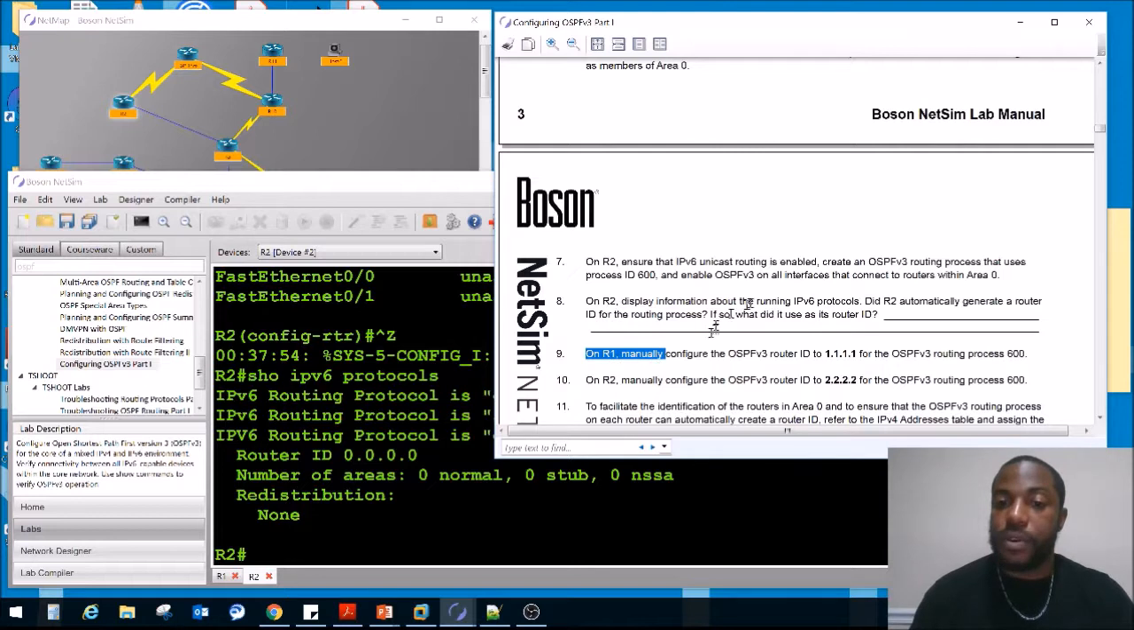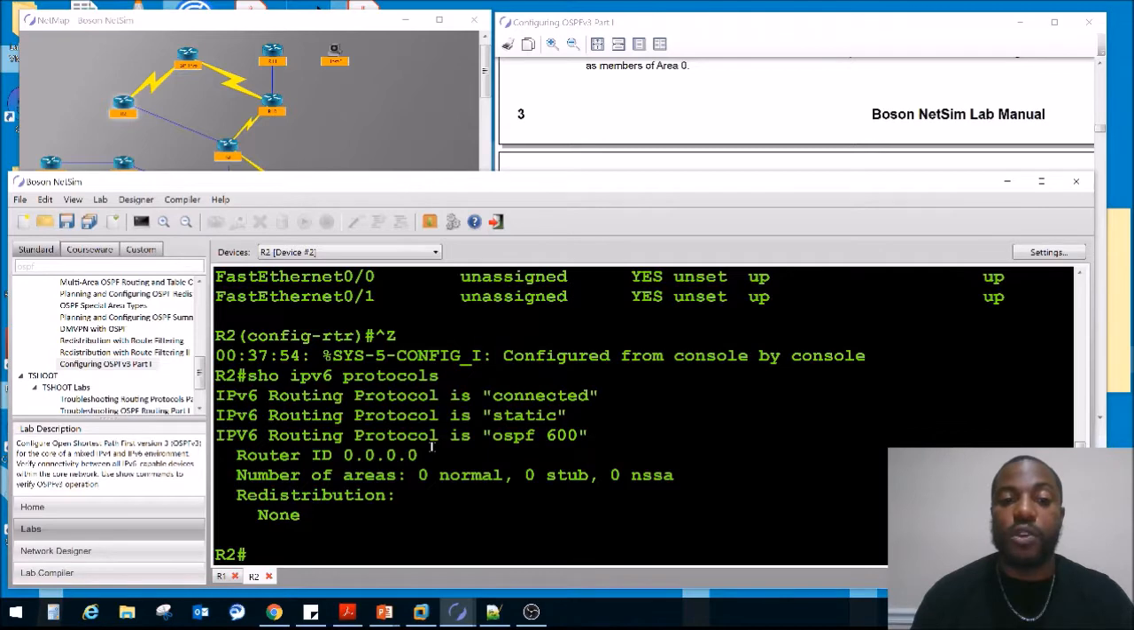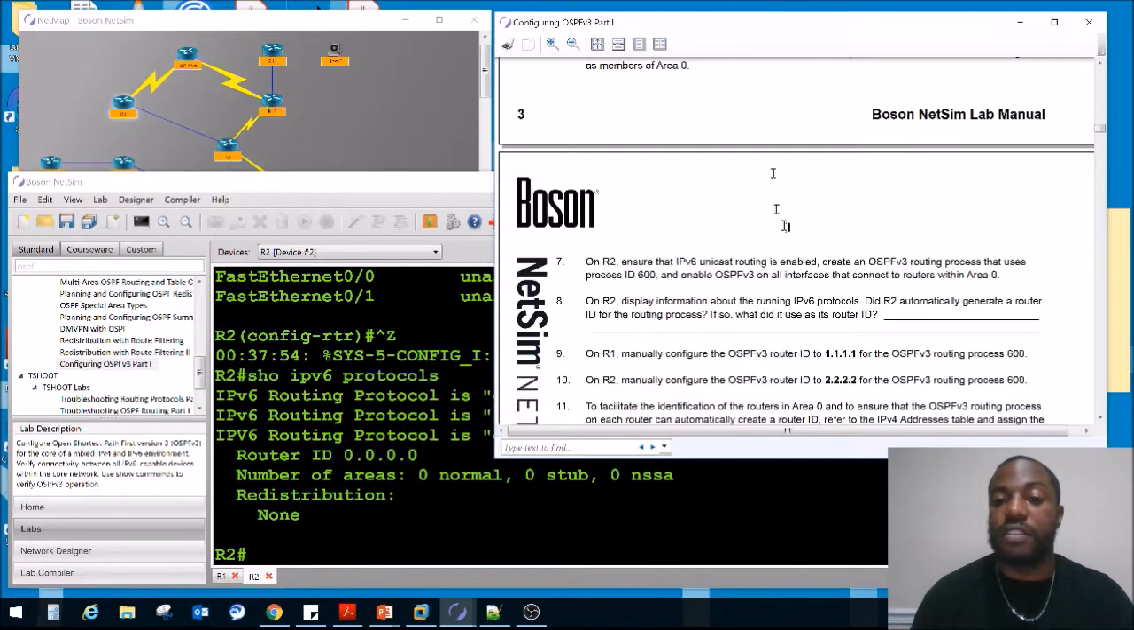On router 1, here's the question too. Display information about the protocols. Did router 2 automatically generate a routing ID for the routing process? No, it did not. If so, what did it use as its router ID? It used quad 0 as its routing ID, as you can see there. On router 1, manually configure the router ID to quad 1 for the process 600.